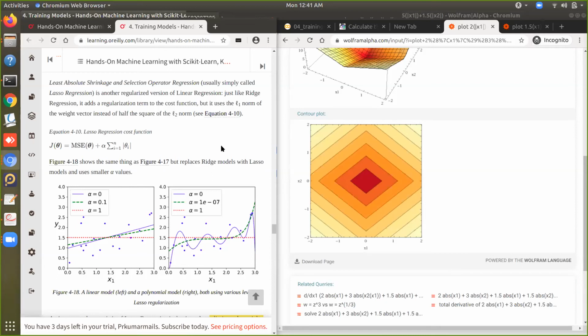We need to minimize the whole equation. So to make up for the increase of the alpha parameter, we try to put down the weights more and more until they get to zero. And now they're zero, so what's left? It's only the bias left. That's why it's a straight line at that 1.5. Everything else is zero. So that's just the first point.